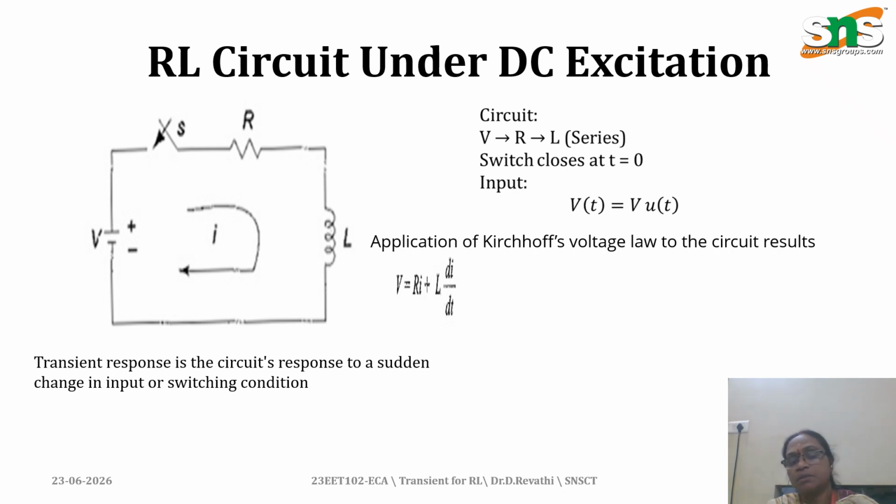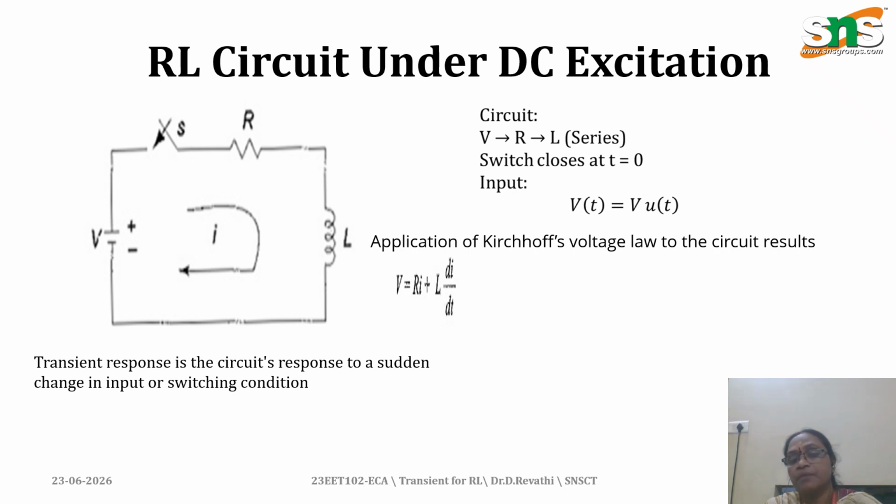First, look at the circuit diagram. There is a switch, along with a resistance and an inductor connected in series with the battery, which we call the DC source. Before that, what is meant by transient? It is the response in the circuit to a sudden change in the input or switching condition. If we close the circuit suddenly, what will happen in the circuit? That we have to see in this lecture.